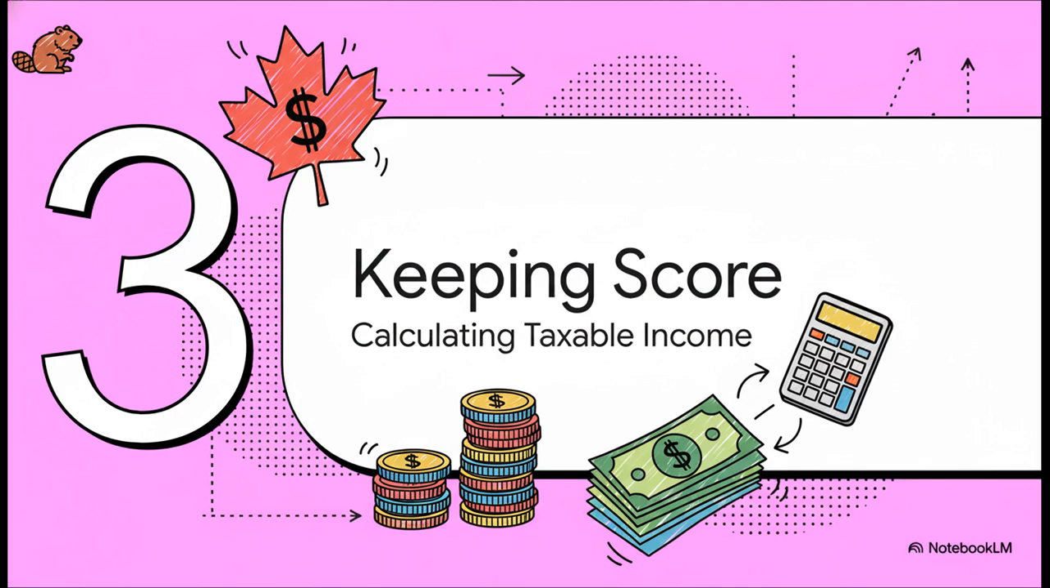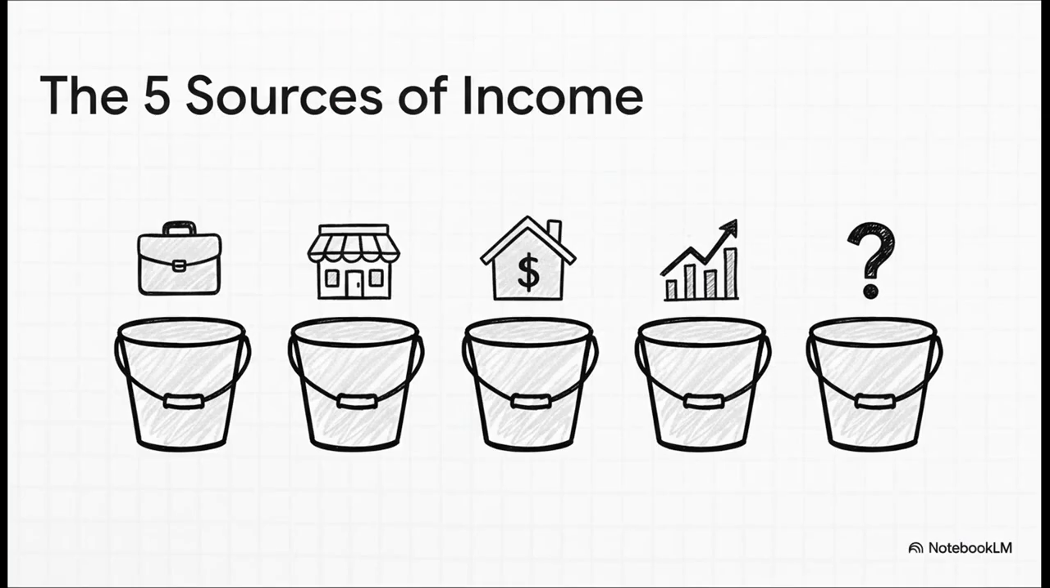How do we actually calculate the income that's going to be taxed? This isn't just guesswork. It's a very, very structured process. The whole system starts by sorting every dollar you earn into one of 5 buckets. First, you've got employment income, that's your salary. Then there's business income. After that, property income, which is more passive stuff, like interest from your savings, dividends from stocks, or rent you collect.